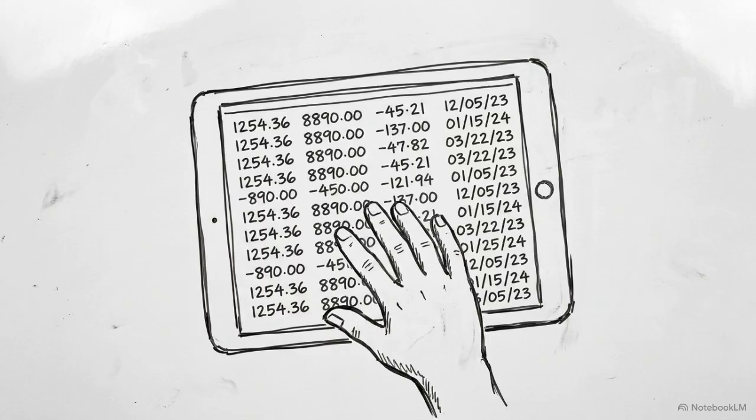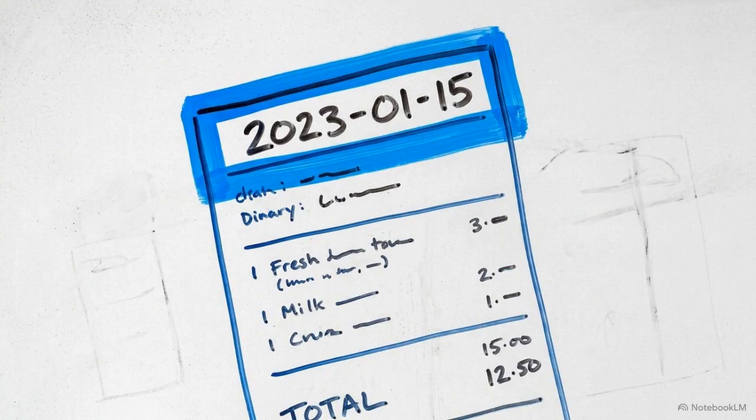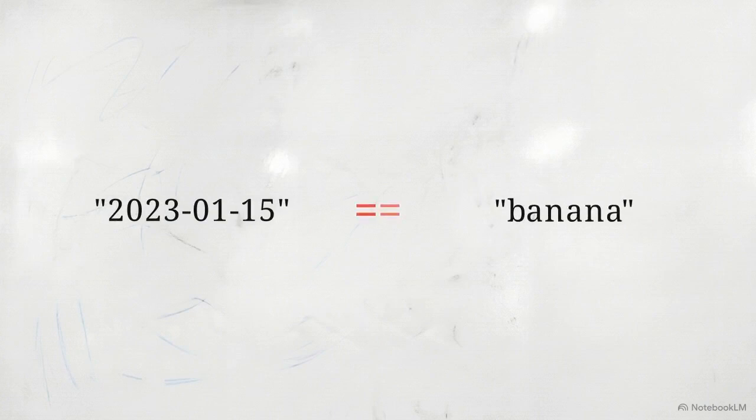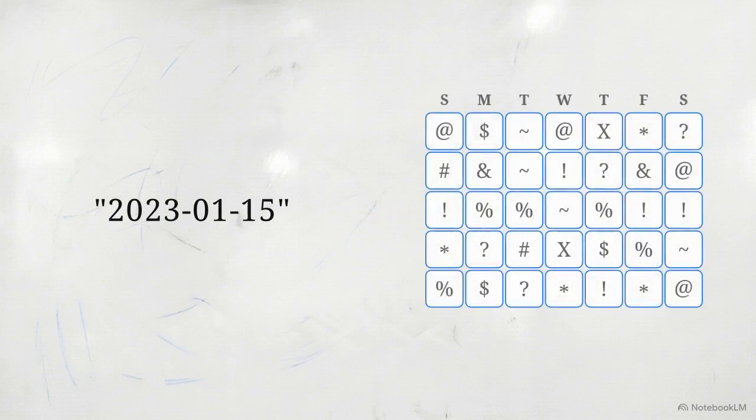We need to see if sales are trending upward over time. The first hurdle is the date on your receipts. To a computer, the text 2023-01-15 is just a string of characters. It treats that text exactly the same way it treats the word banana. It doesn't know that the next day is the 16th, or that January has 31 days.